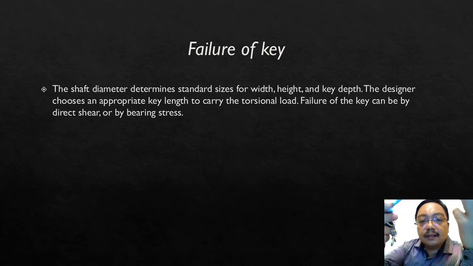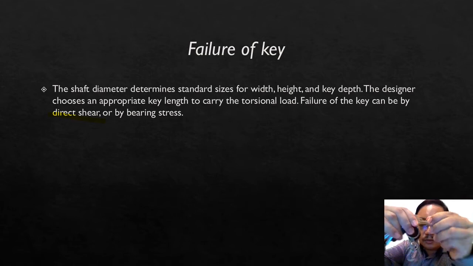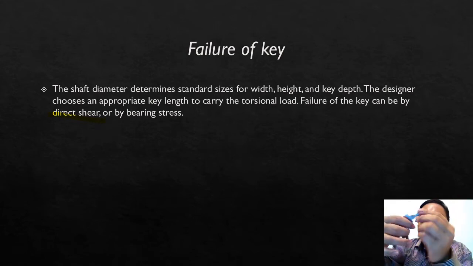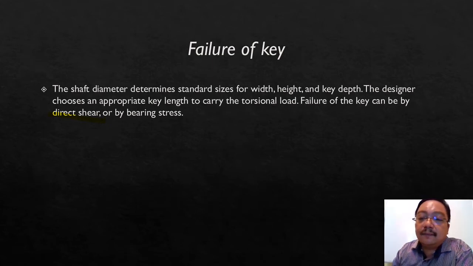So this is called failure of the key. It can be from direct shear, maybe because you push so hard on the door that it shears, or maybe from bearing stress, or it breaks like a torsion failure. In the end, you have to change your doorknob.